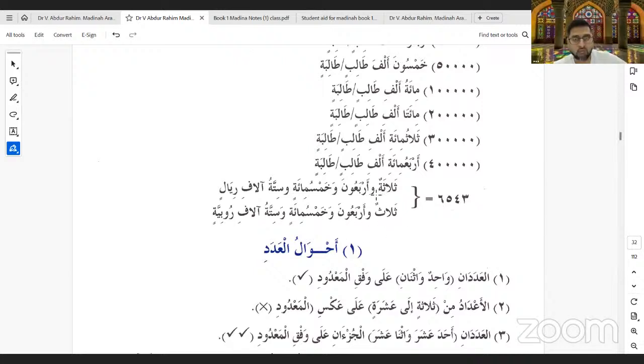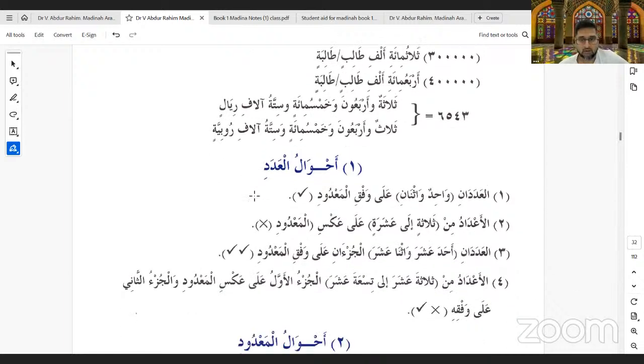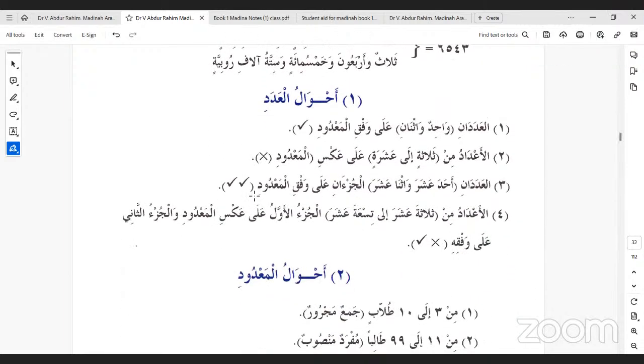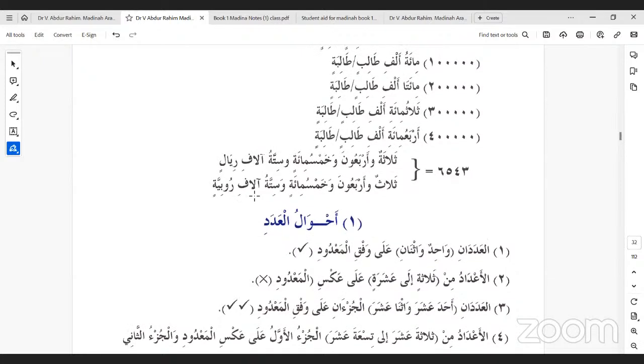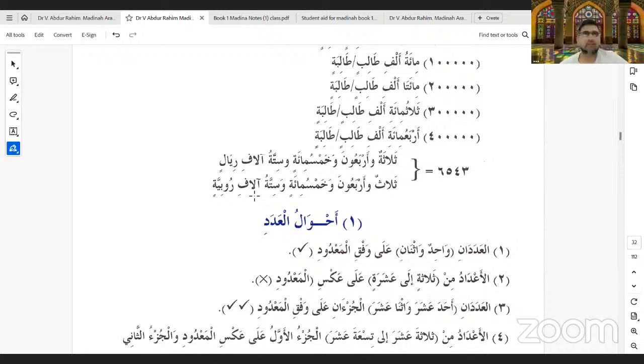So thalathatun wa arba'una wa khamsumi'a wa sittu alafin. So thalathatu wa arba'un, that's 43. Khamsumi'a, 500. Sittatu alafin, 6,000. Riyal is 6,543. Is it masculine or feminine itself? Okay, that's fine. So अगर ये इंग्लिश में नंबर है 6,543, तो हम अरबिक में 3 को पहले लेके आ रहे हैं इसमें. Yeah, they start from the 3, bottom up.